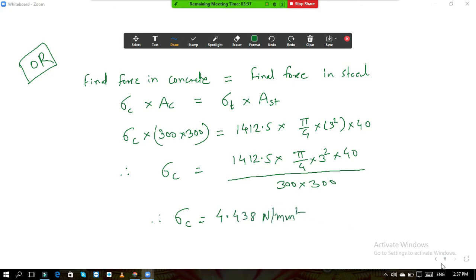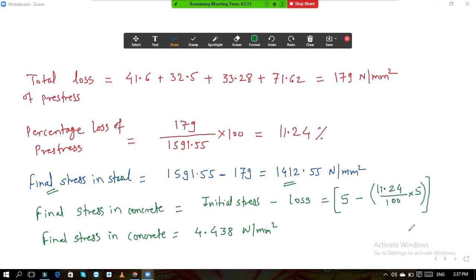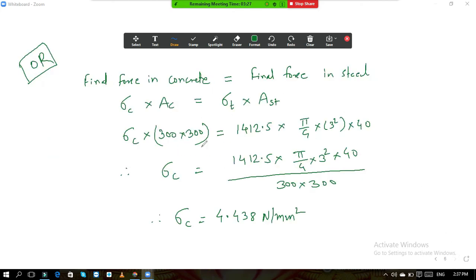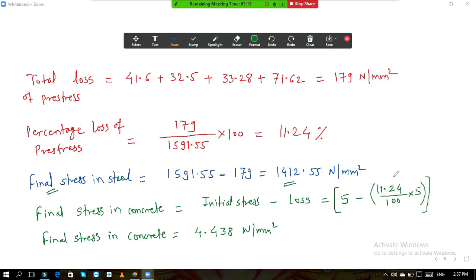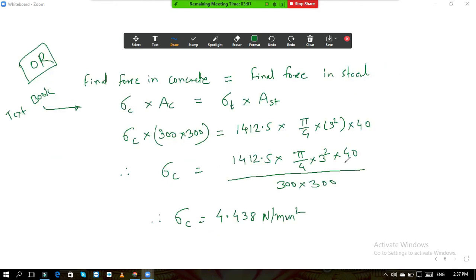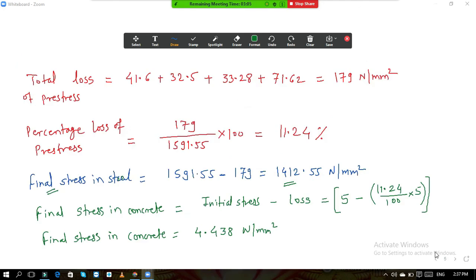So you can do it either this way or that way. This is easy. In short, you will get the answer, but in the book this is given. If you refer to the textbook, this is given there. It is also not wrong, but a little bit lengthy. This is the shortcut which I am telling you. Just use the logic. If you use the formula, it will become too big like this. So just use the logic.